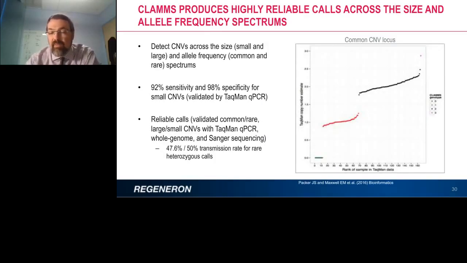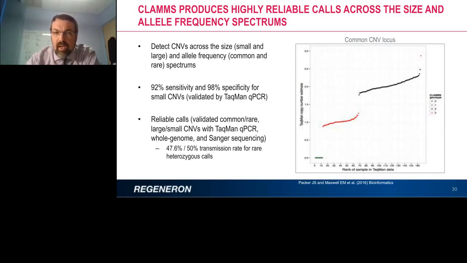And you don't have to believe the comparison between the pen CNV calls and the Clams calls, our CNV caller. We also did a separate independent validation on some loci using TaqMan quantitative PCR. And what this shows is at this particular site we had 92% sensitivity and 98% specificity for small CNVs as validated by TaqMan, with essentially a 47.6% of 50% transmission rate for rare heterozygous calls.